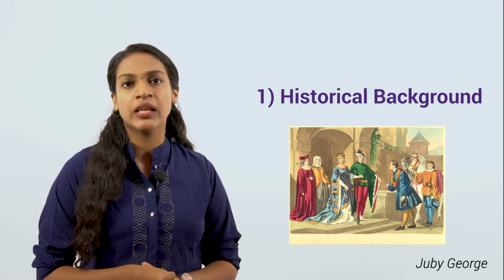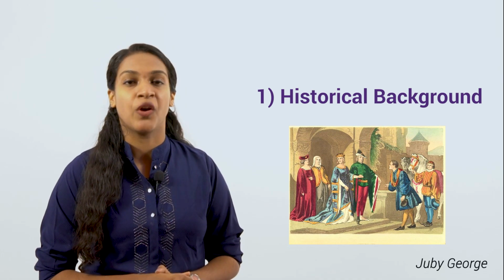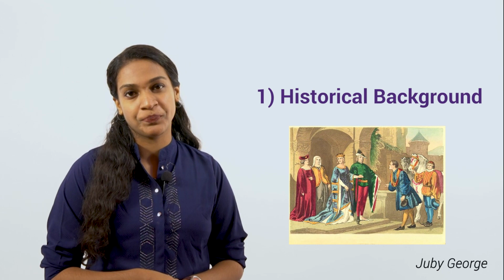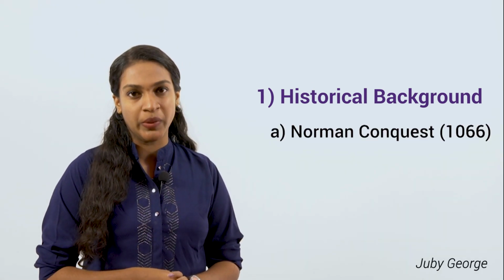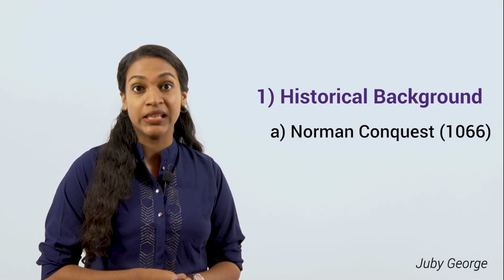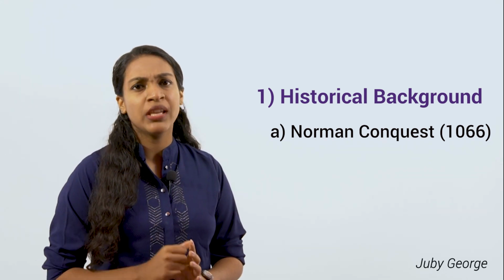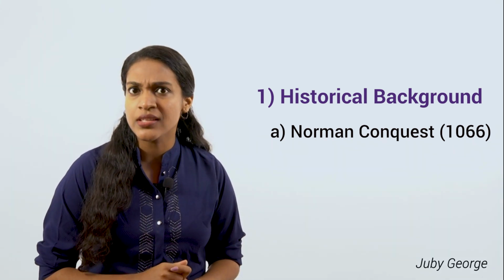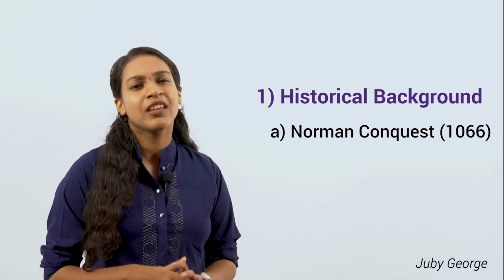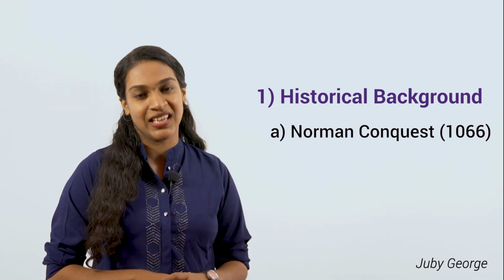The Middle English period extends from the Norman Conquest of 1066 to the Renaissance of the 16th century. The Norman Conquest is usually considered the inaugural moment of the Middle English period, in which King Harold was defeated by William the Conqueror. Can you guess the war in which King Harold was defeated by William the Conqueror? Yes, of course, you might have guessed it right. It is the Battle of Hastings.